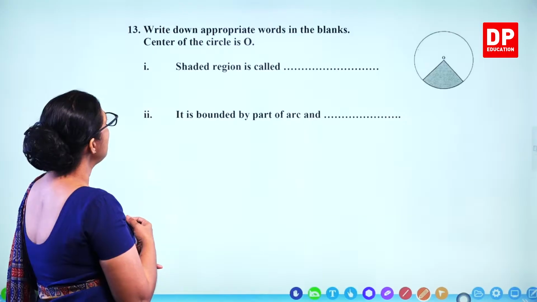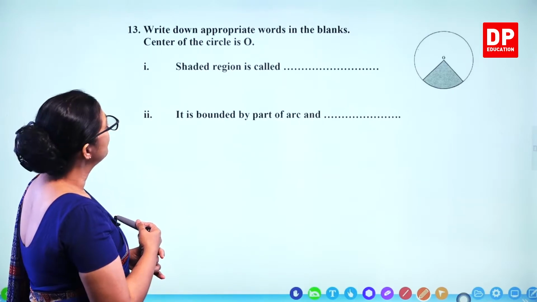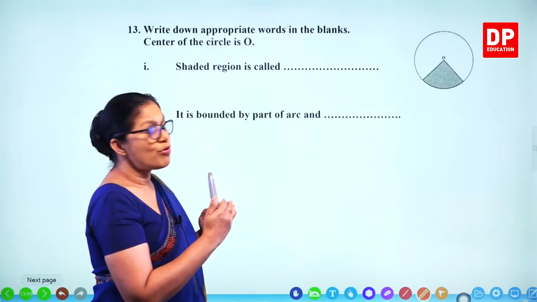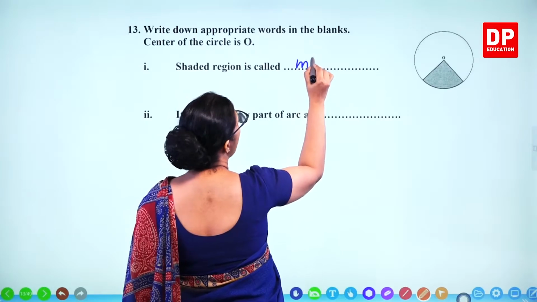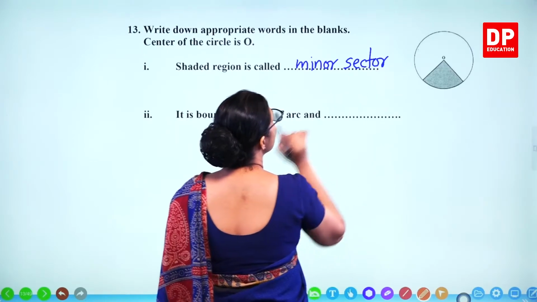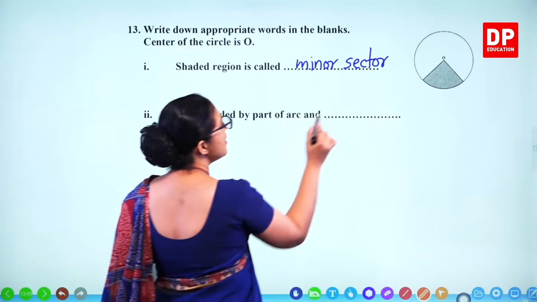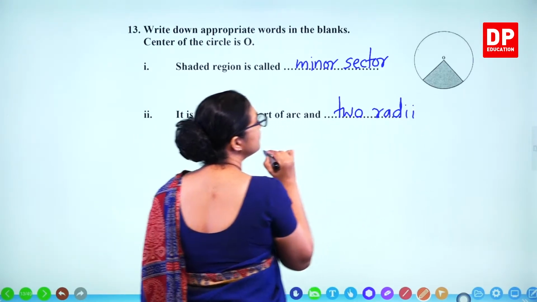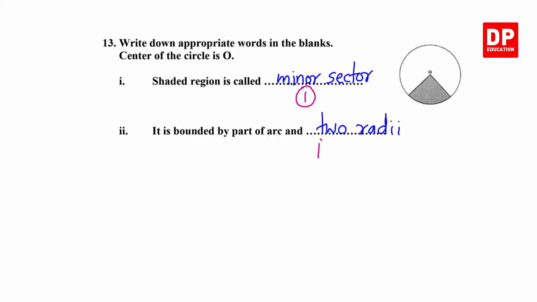Question number 13. Write down appropriate words in the blanks. Center of the circle is O. Shaded region is called, bounded by 2 radii and an arc. That's a sector. So sector, or you can say minor sector. That's a small one. So minor sector. It is bounded by part of arc and 2 radii. So you get 1 mark each.